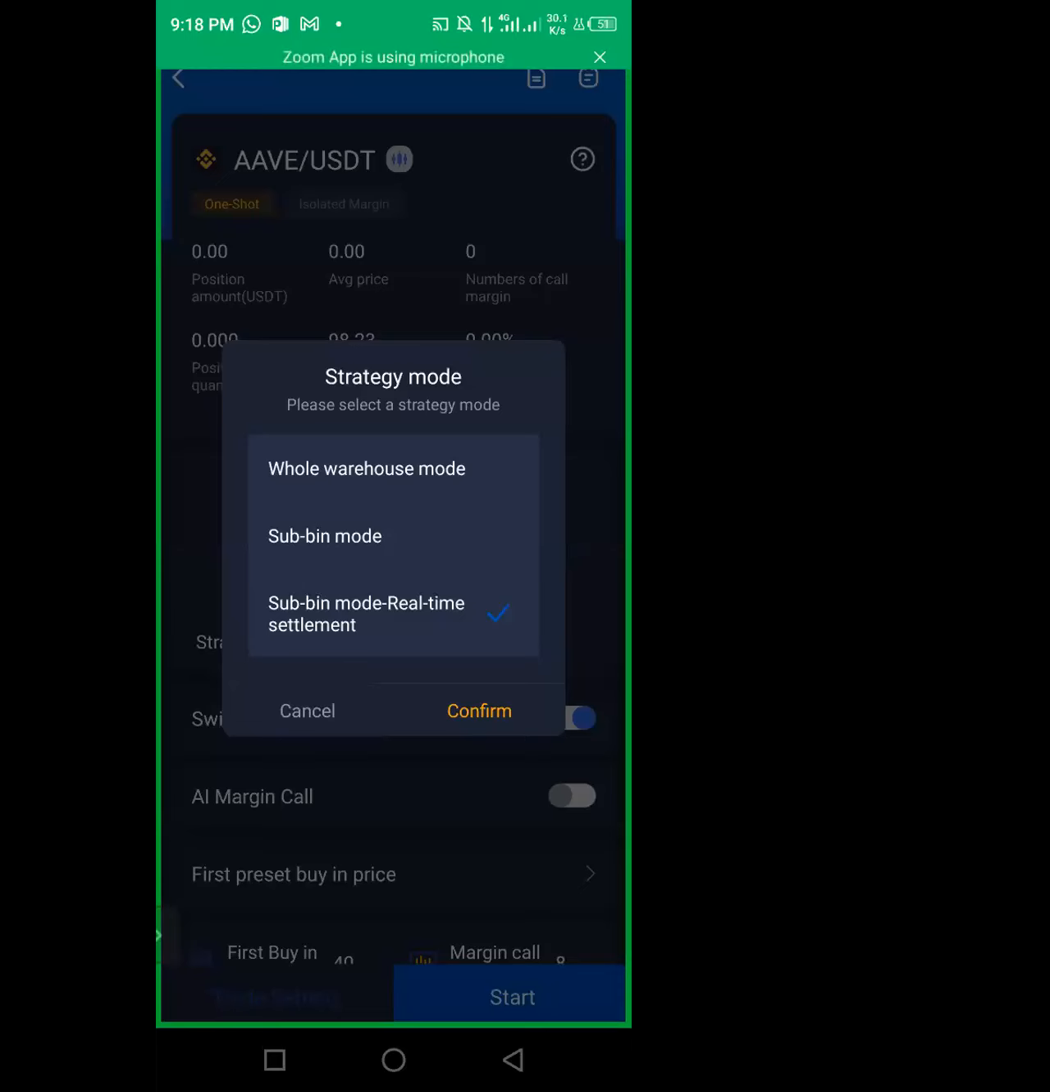This mode, you can only select this mode if you want to buy at a cheaper price 5 times or above. If your margin calls, the number of times the robot wants to buy for you, if it's more than 4, from 5, 6, 7, 8 and above, that is when you can activate the sub-in real-time mode. What the sub-in real-time mode does is what I've explained from the first time.